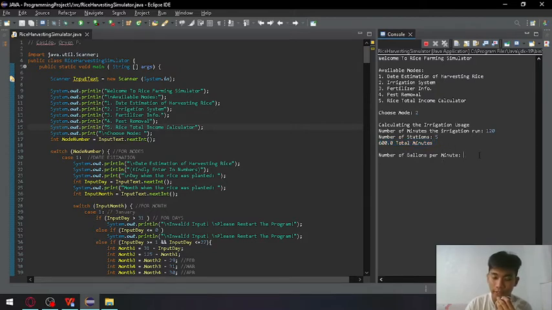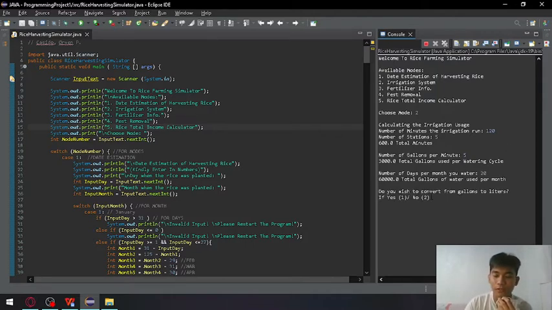So ngayon naman po is ask naman po ng program kung ilang gallons po yung nakokolekta po nung irrigation. So let's say 5 gallons po. So mako-compute po yung total gallons used per watering cycle, which is 3,000. Now po is the program, ngayon naman po, yung program is i-ask tayo kung ilang days per month po tayo nagwo-water. So let's say 20 days po. So it will result to 60,000 total gallons of water used per month.